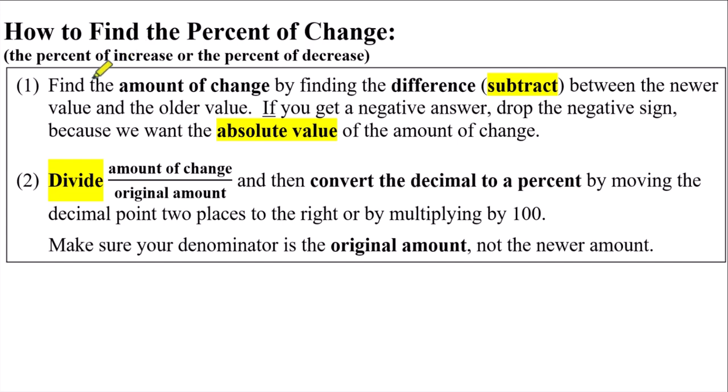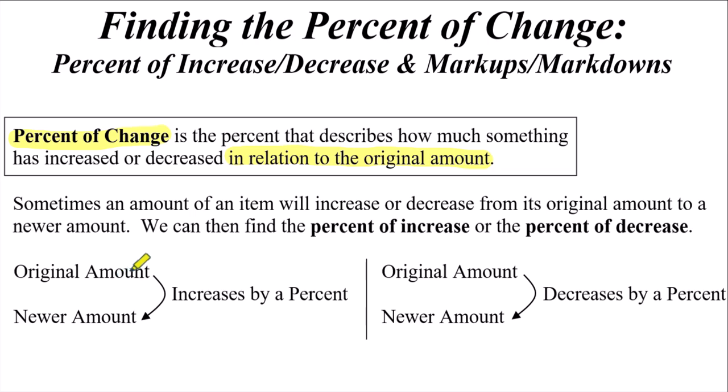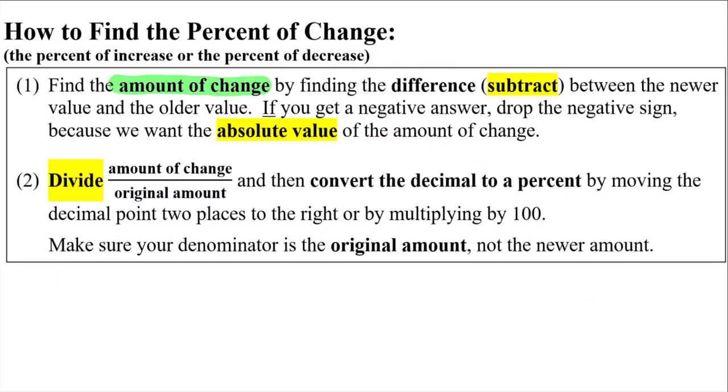Step one, we're going to find the amount of change. And how do we do that? We're going to find the difference, which means subtract, between the newer value and the older value. When I say value, I'm talking numbers here. So we're going to have an original, we're going to have a newer one, just like I mentioned above with the little flow chart, an original and a newer amount. And we're going to subtract them to find the amount of change.